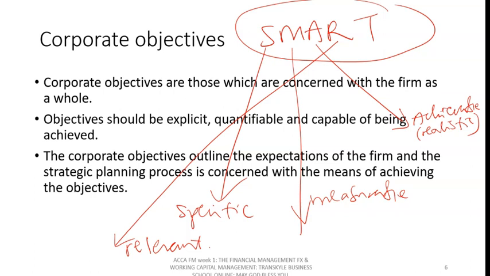All right. Then we have got a T here, which stands for time bound. The objective should be within a certain time frame. It should be known that by such and such date we should have achieved so much tonnage in terms of production. Okay, we should have reached this far by this time. So there should be some time period. So the objective should be time bound. Right.